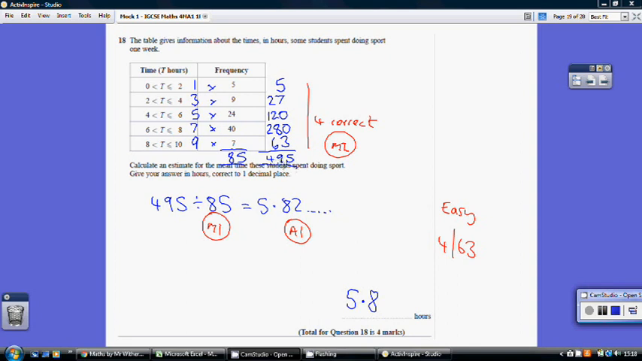So what's an estimate for the mean average? 495 divided by 85 is 5.82... So correct to 1 decimal place, that is 5.8 hours.